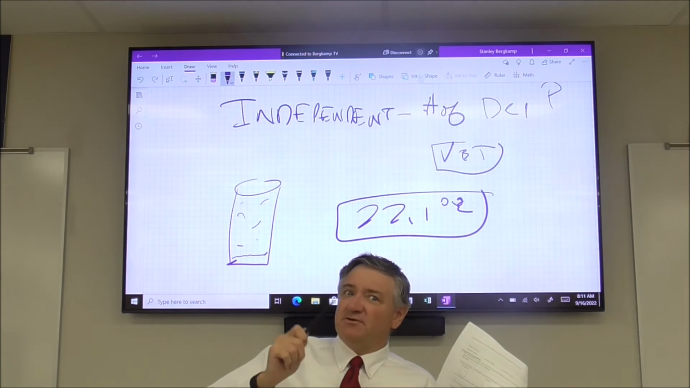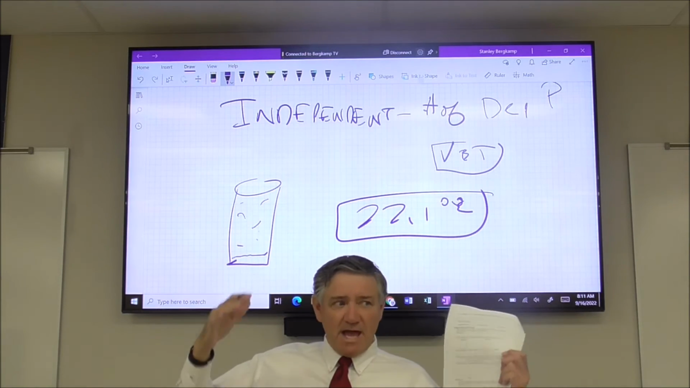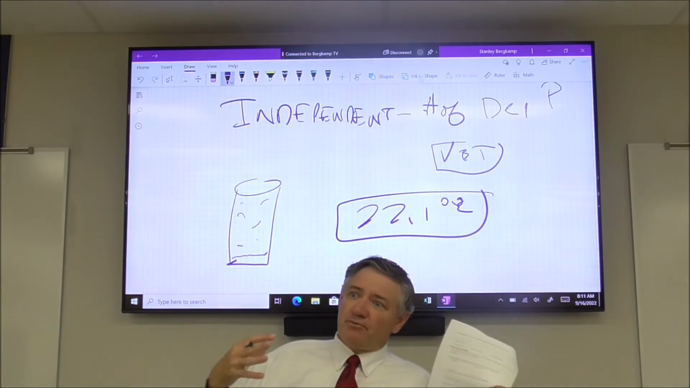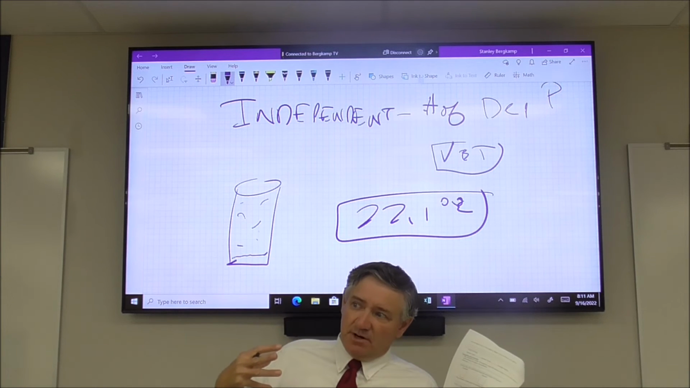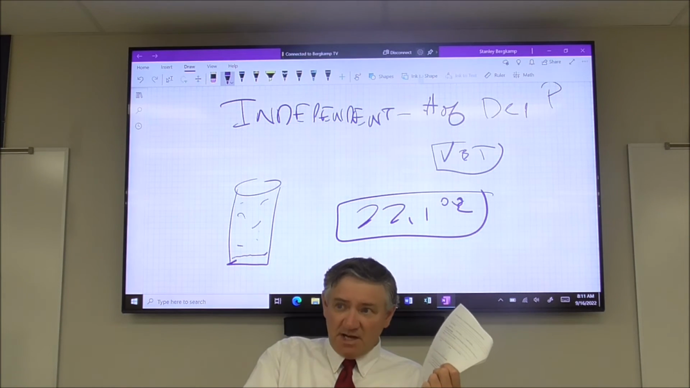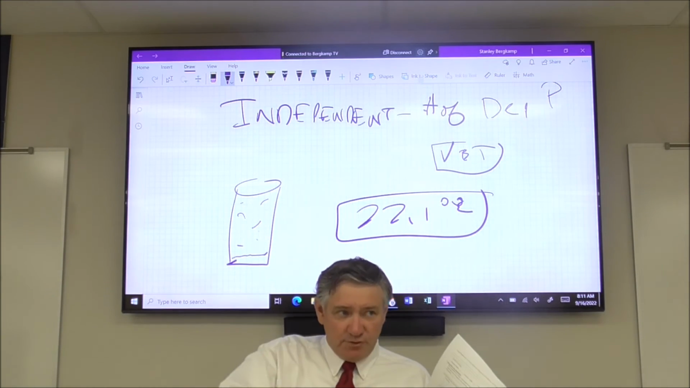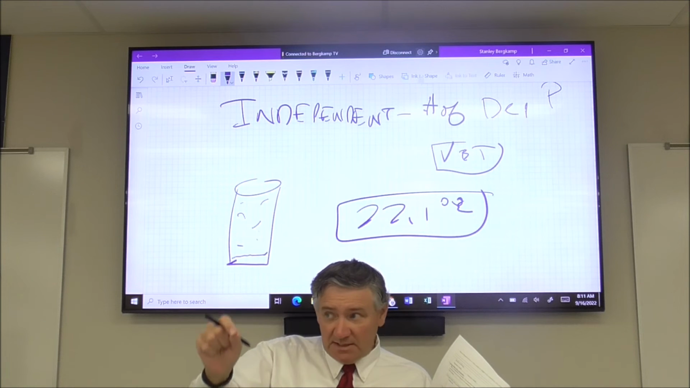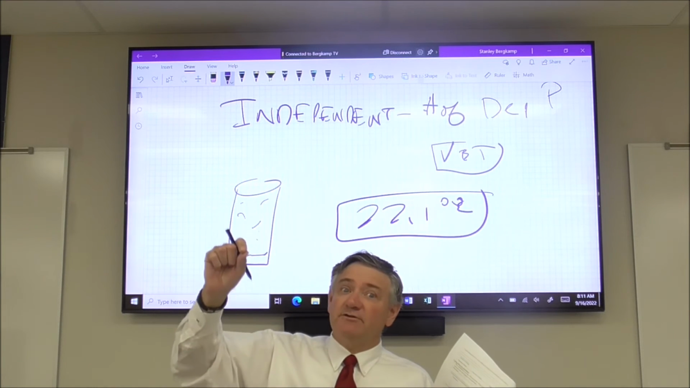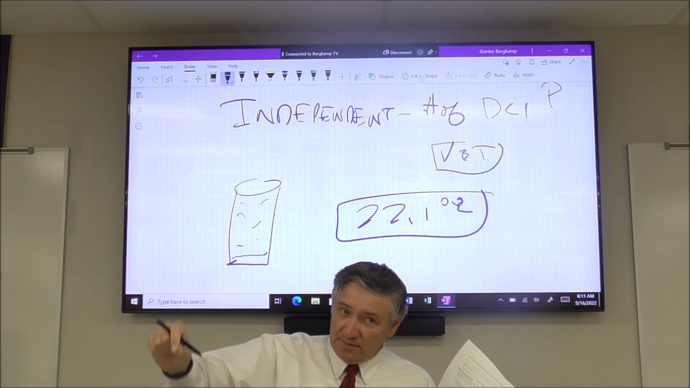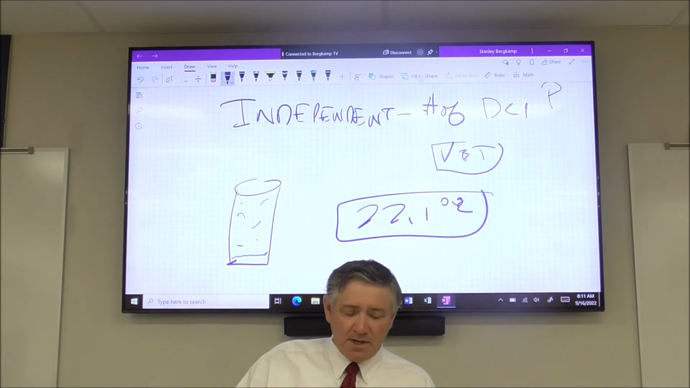Don't just focus on what's happening on the can. You also have to focus on the fact that we have an atmosphere that's creating pressure on the outside of the can as well. So when you're making those diagrams, don't just focus on what's happening inside the can. You have to focus on what's happening on the outside of the can.